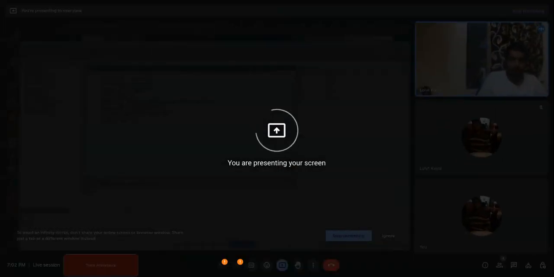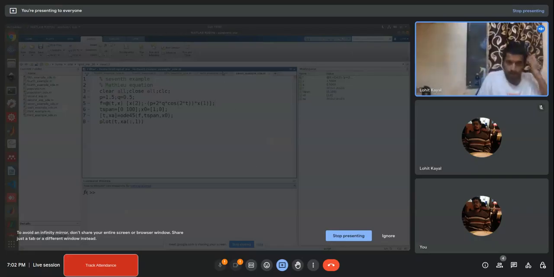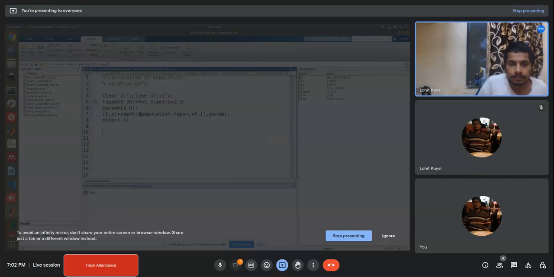So I have selected a few examples. I will deal with both the first order differential equation and the second order differential equation. So first, the first example. Let me share my screen from my tab.